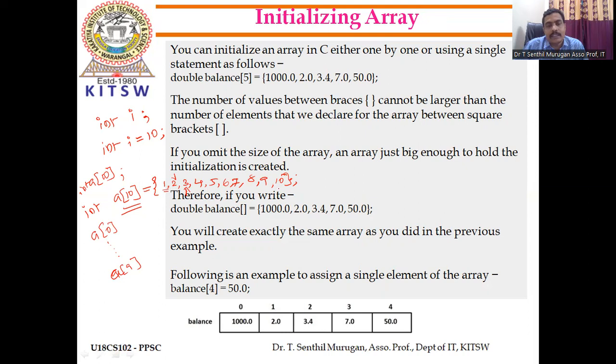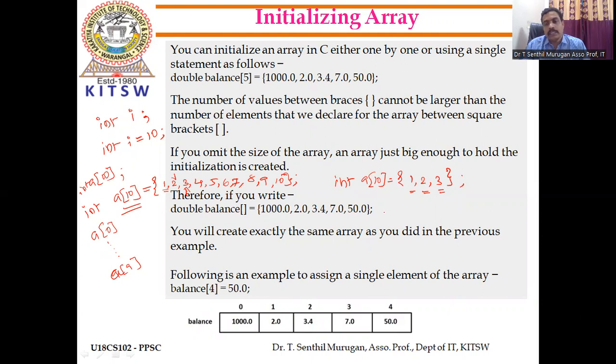The condition is that if we give the maximum size, that many values you can give inside. You can also assign fewer values. For example, int a of 10 equal to 1, 2, 3. So only 3 values are assigned. What will happen? The first 3 elements, a of 0, a of 1, a of 2, get these 3 values. The remaining elements will be assigned as 0, up to a of 9.